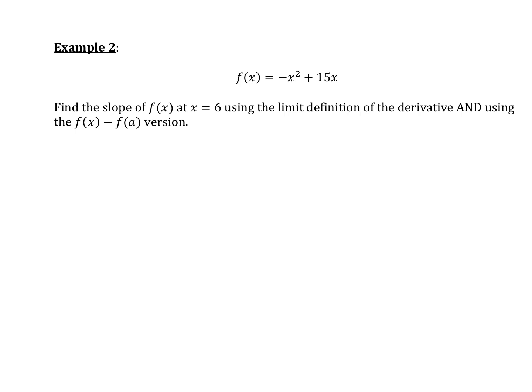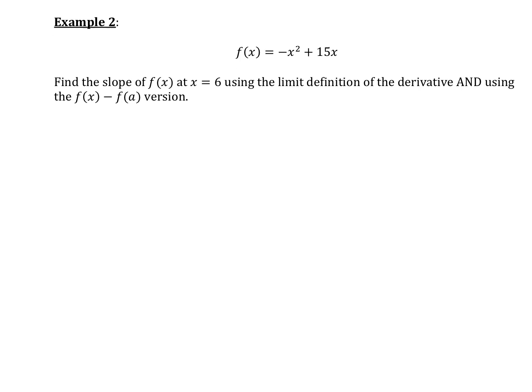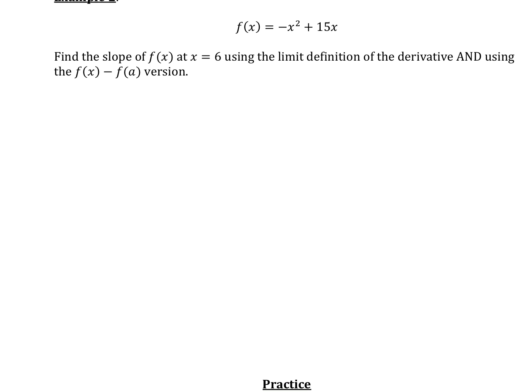So let's go to example 2 and take a look at f of x equals negative x squared plus 15x. I want you to pause the video and see if you can, using the x plus h version, find me the slope of the tangent line at 6. So I'll set it up for you, and then I want you to pause the video. On the left side here, find the limit as h approaches 0 of f of x plus h minus f of x over h of the function negative x squared plus 15x. And then I want you to find that slope at 6.